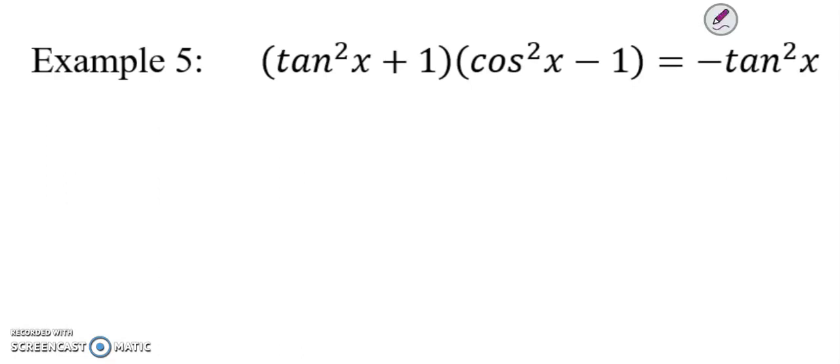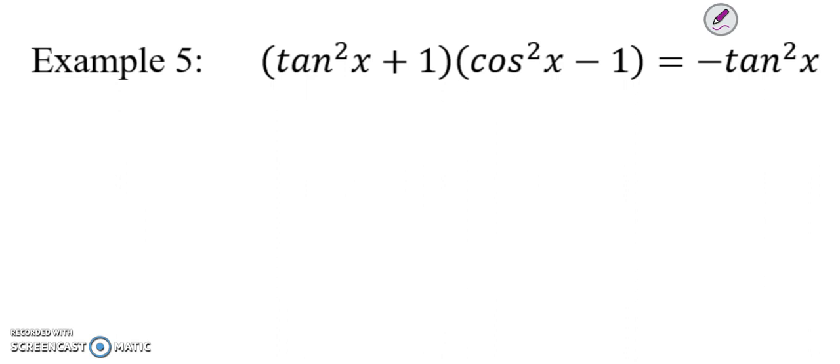All right, example 5. This one should be a little bit easier for everybody because if you look at it, you have trig identities happening at the beginning of the problem, so you can actually work on it, Pythagorean identities. So you have a tangent squared x plus 1, you have a cosine squared x minus 1. So you have trig identities going on there. And again, that's the most complicated side. There's no fractions going on.